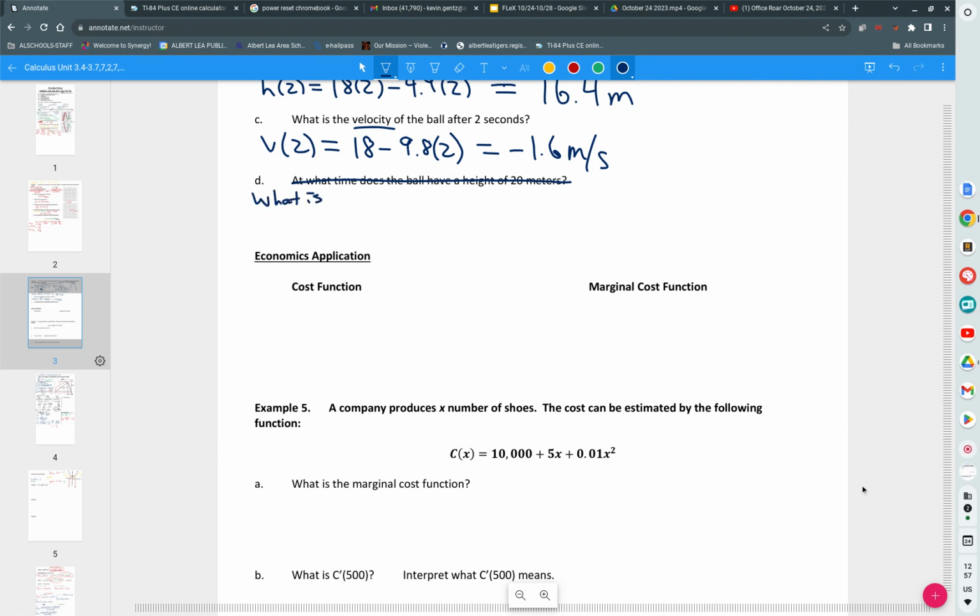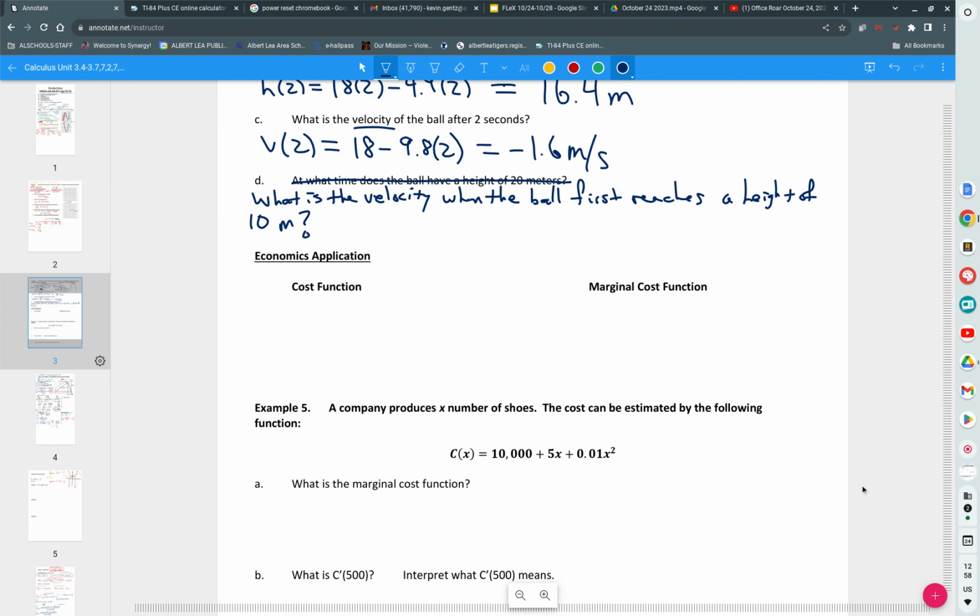What is the velocity when the ball first reaches a height of 10 meters? What is the velocity when the ball first reaches a height of 10 meters?